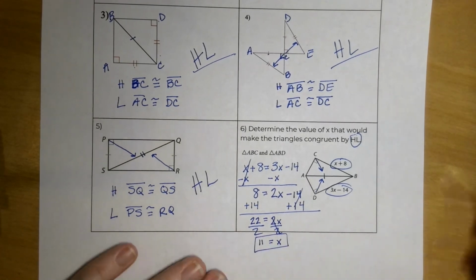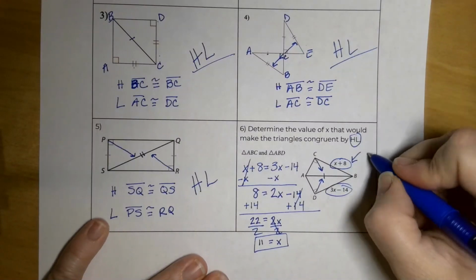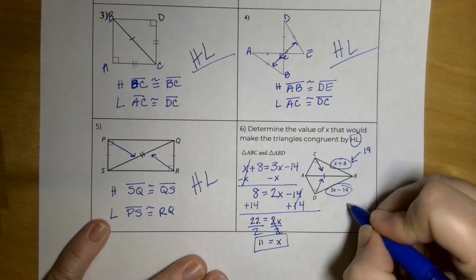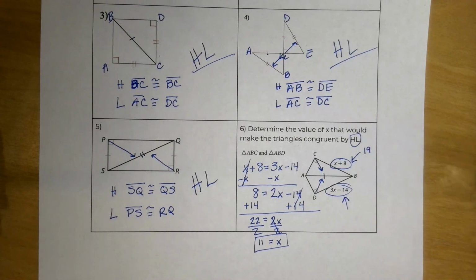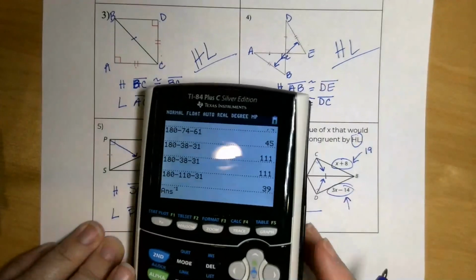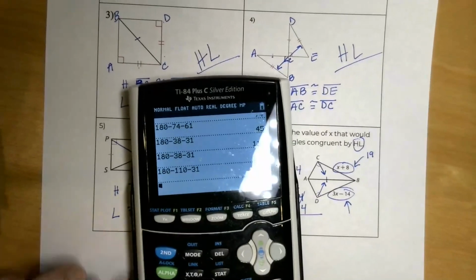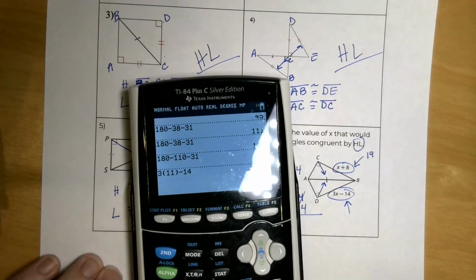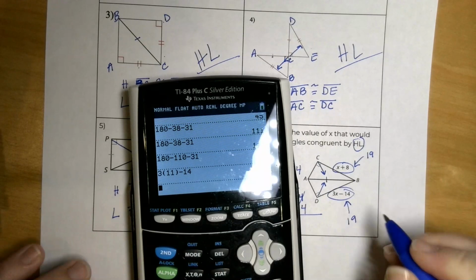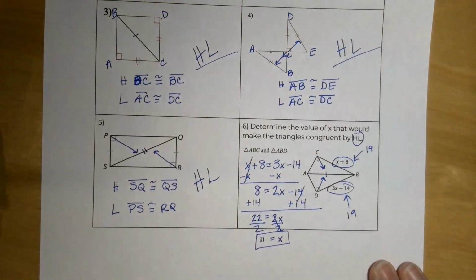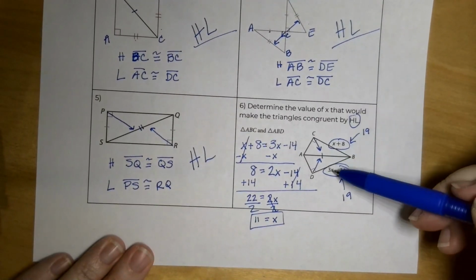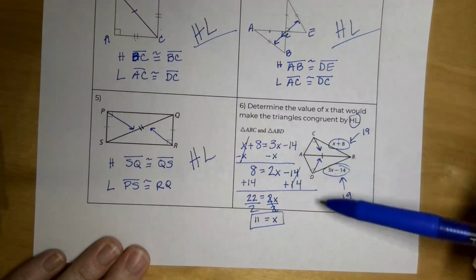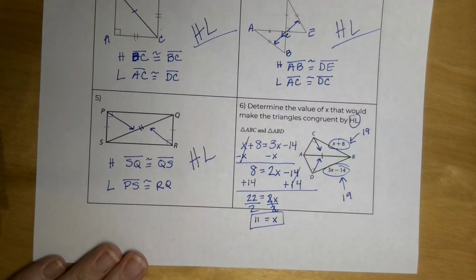Now, I should be able to check. If I plug in 11 there, 11 plus 8 is 19. If I plug in 11 here, I should also get 19. 3 times 11 minus 14 does give me 19. So 11 is the x value that will give you two legs that are congruent, and then you can state that those two triangles are congruent by the hypotenuse leg.